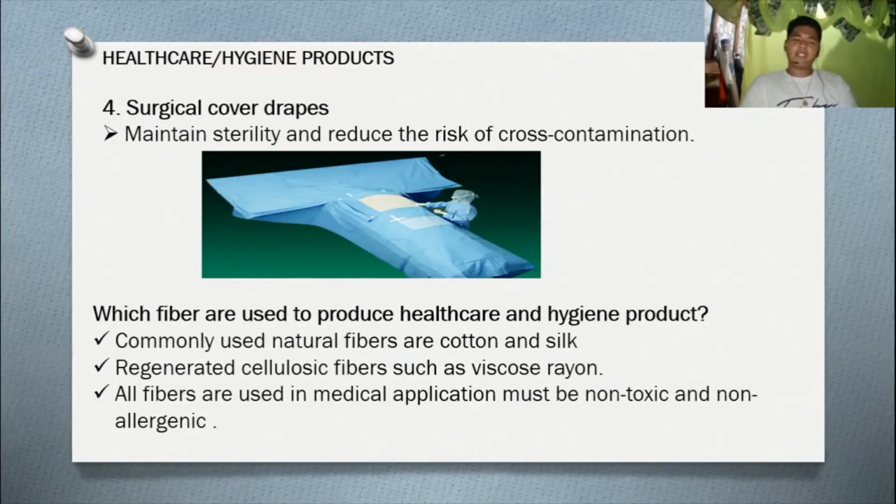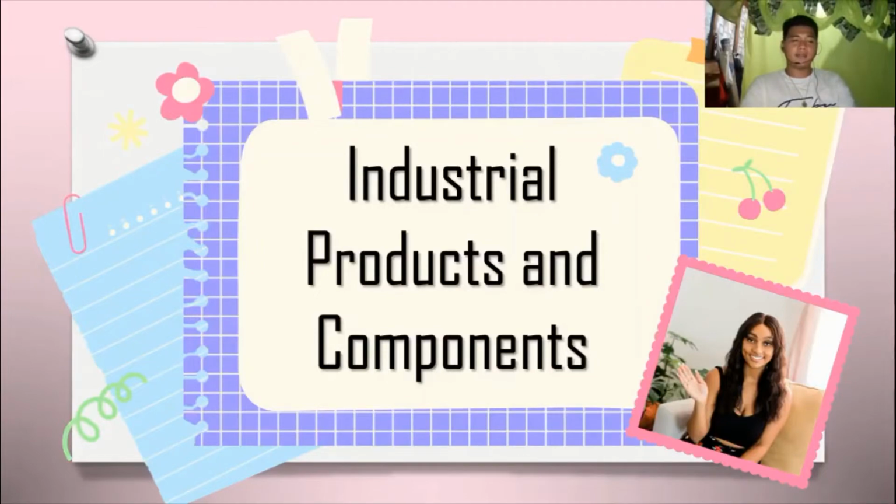So, which fibers are used to produce healthcare and hygiene products? Commonly used natural fibers are cotton and silk. Regenerated cellulosic fibers such as viscose rayon. All fibers used in medical applications must be non-toxic and non-allergenic.